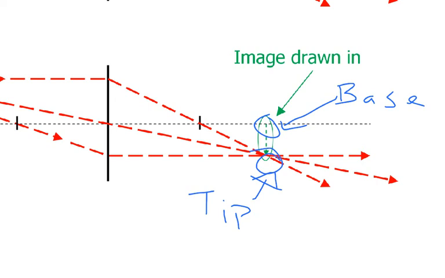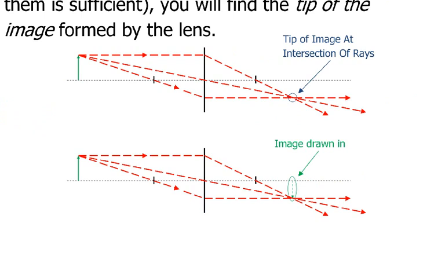Alrighty. So there you have it. The 3 special rays and how you can use them to find the image of an object when looking at it through a thin converging lens.